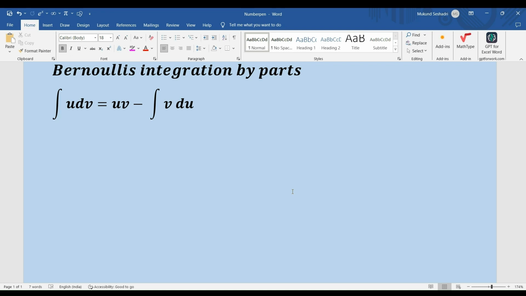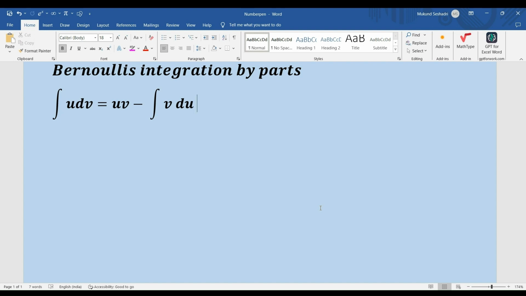So in this video, we're going to look at Bernoulli's integration by parts. In my previous two videos, we solved problems where I had to apply integration by parts successively. For example, one of the problems that we solved was the integral of x square cos x dx. We had to solve that by applying integration by parts twice.